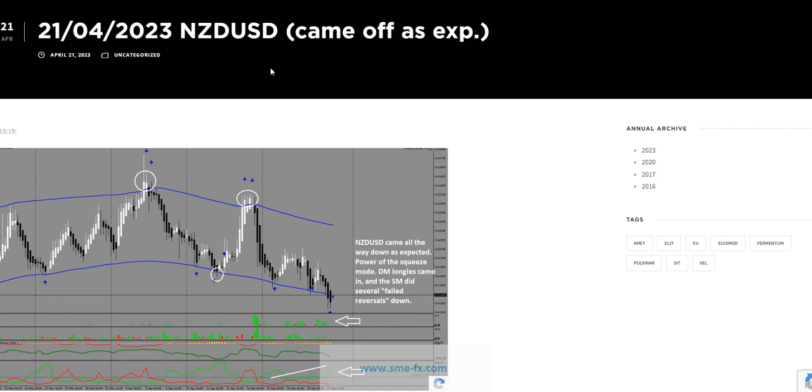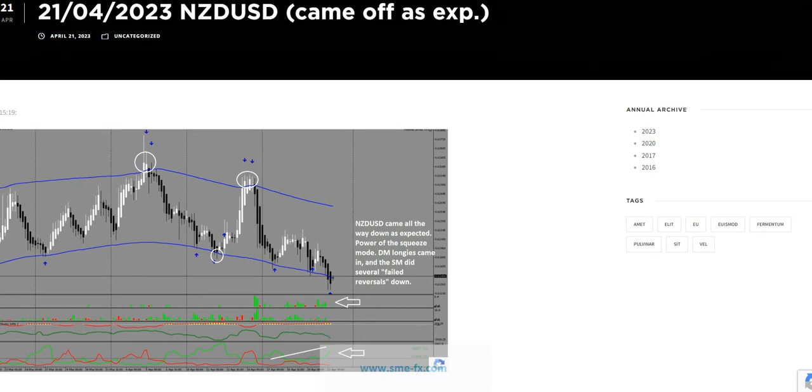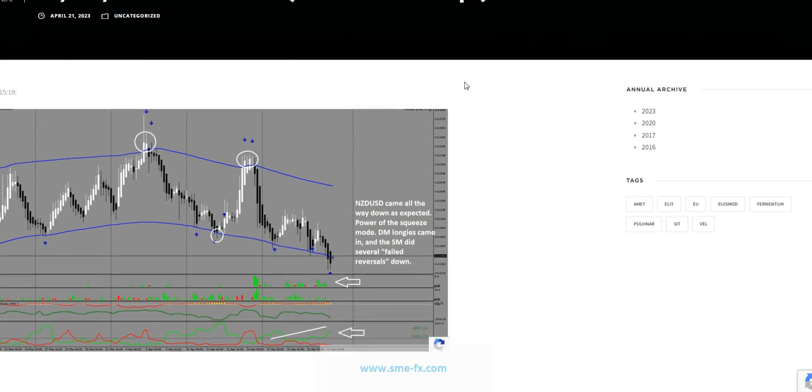Let's start with Kiwi. Looking at the 4-hour chart as I posted it on April 21st, you see some really nice 4-hour reversals we had recently. And then you see the longies dominating, more dumb money buyers trying to buy into Kiwi cheaply, leading to failed reversals down. Note how the squeeze line expands, that's why I drew this line. And as expected, Kiwi came down further.